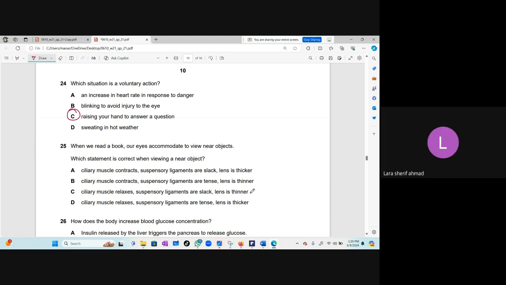A. Of course, okay? Always when you're studying, when you're looking at something very close, the ciliary muscle will contract, it moves forward, and then the ligaments will become loose or relax, and the lens will be thicker, so that it accommodates the light and focuses the light to fall on the retina.